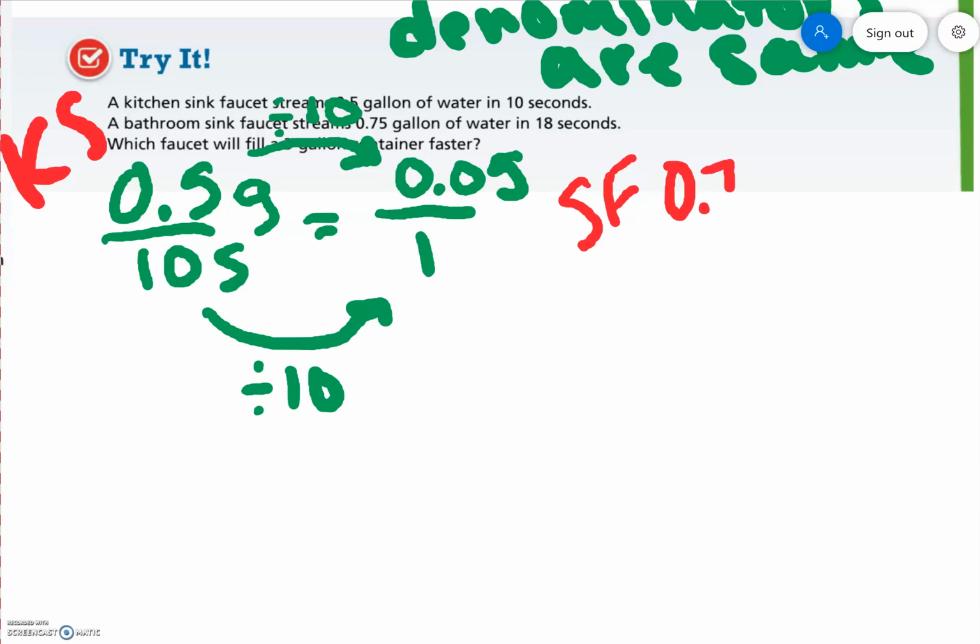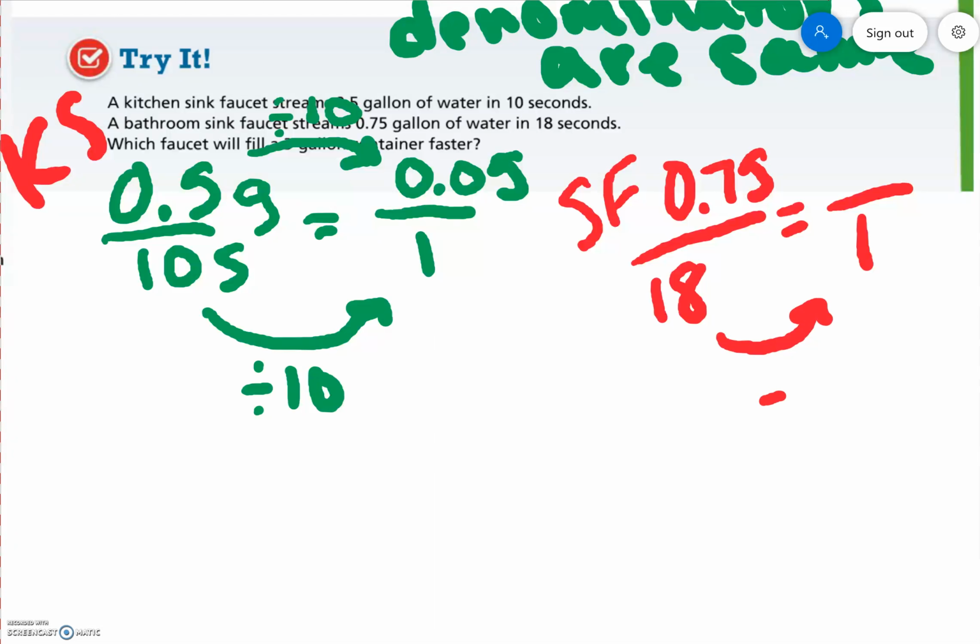Let's do the bathroom sink faucet. It streams 0.75 in 18 seconds. Well, we want to find the unit rate. Unit rate has a denominator of 1. So we need to divide by 18. So I'm going to get my calculator. 0.75 divided by 18 gives me 0.42. I rounded that. So in 1 second, oh, I did that wrong, sorry.